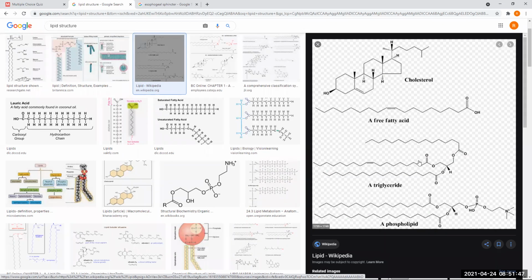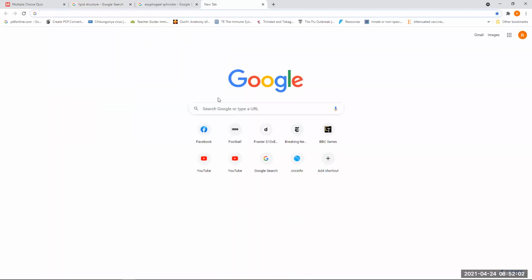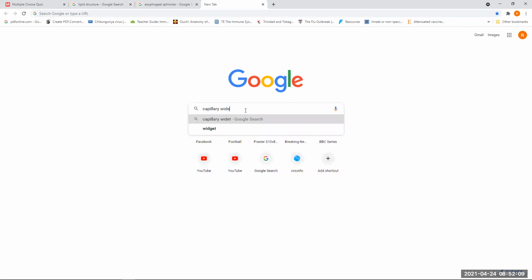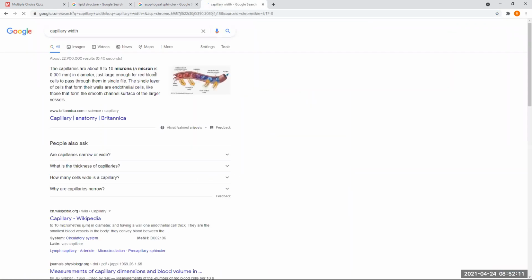So it's big. When you think about a capillary, remember capillaries are really small. How small? The width of a capillary is about 8 to 10 microns, just enough for a red blood cell.